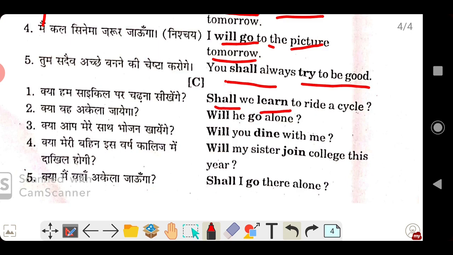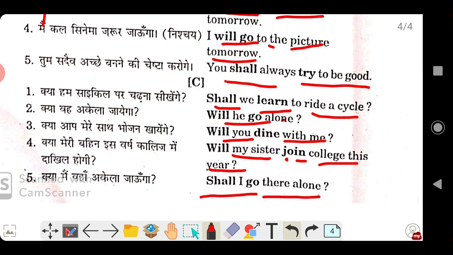Will we learn to ride a cycle? Will he go alone? Will you dine with me? Will my sister join college this year? Will I go there alone?